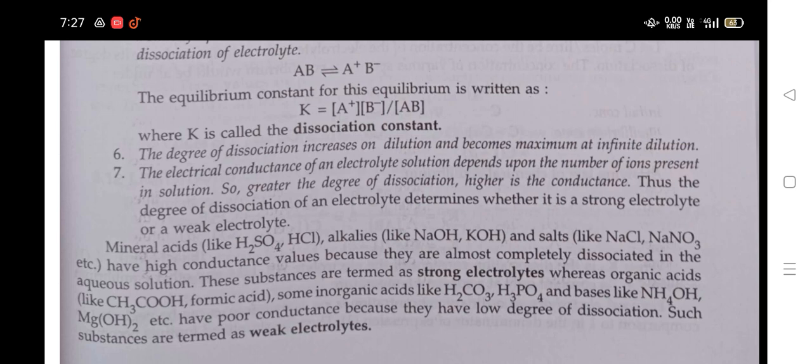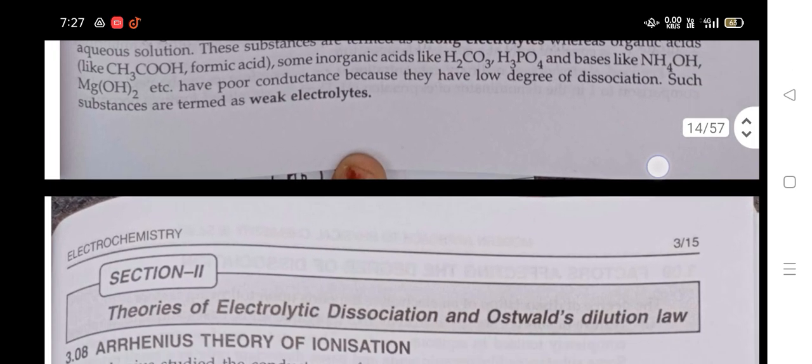These substances are termed as strong electrolytes, whereas organic acids like CH3COOH, inorganic acids like H2CO3 and bases like NH4OH have poor conductance because they have a low degree of dissociation. Such substances are termed as weak electrolytes.